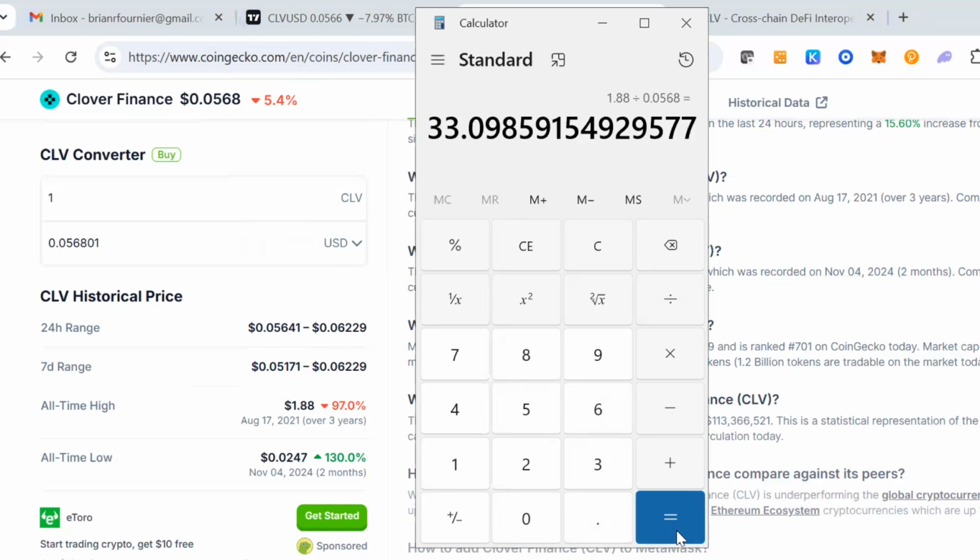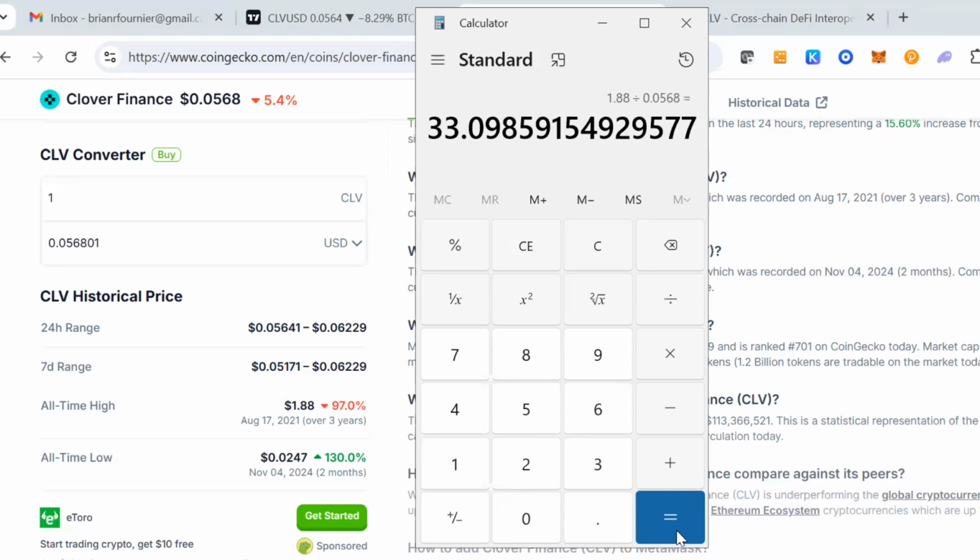So 33x. That would be a 3,300% gain for CLV to get to its all-time high. I think that's going to happen. So pretty much every $100 you would invest, you'd get $3,300 back once it hits its all-time high, if you sold. That's at its current price right now.